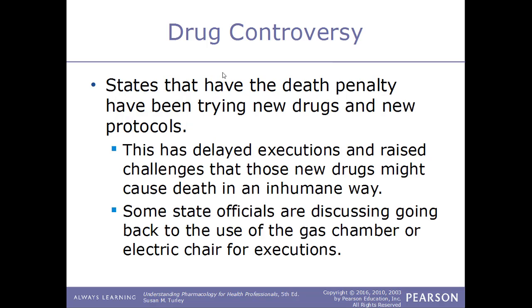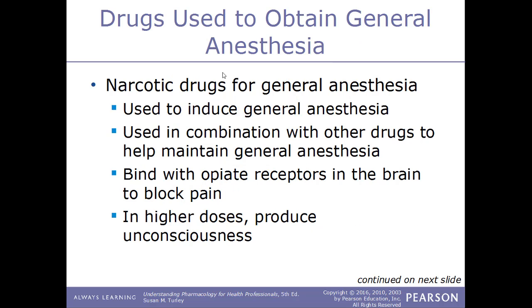Now, states that have the death penalty have been trying new drugs and new protocols. Now, this has delayed executions and raised challenges that those kinds of drugs might cause death in an inhumane way. Now, some state officials are discussing going back to the use of the gas chamber or the electric chair for executions. Another kind of drug that could be used to obtain general anesthesia are narcotics.